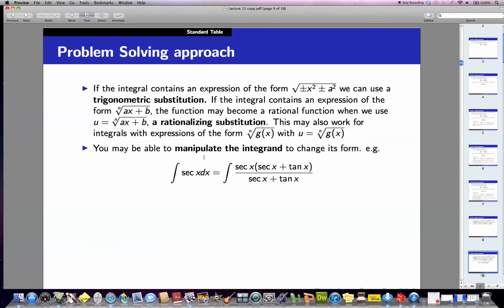And you may be able to manipulate the integrand to change its form. For example, as we did when we were integrating secant of x, we multiplied by secant of x plus tangent of x over secant of x plus tangent of x, so that the substitution u equals secant of x plus tangent of x worked, and we ended up with the integral of 1 over u du.